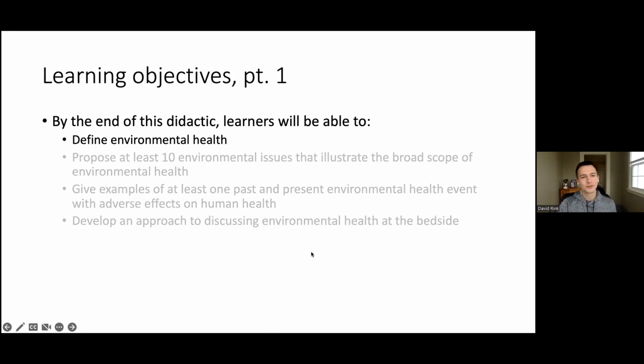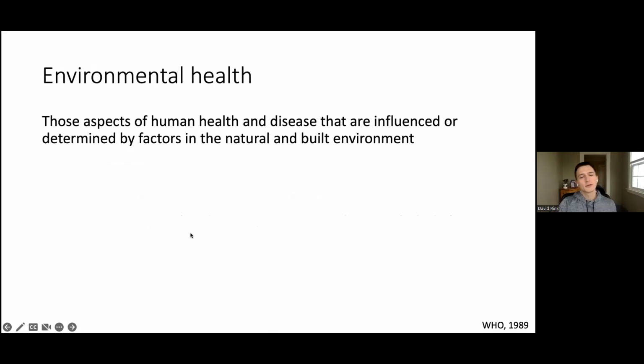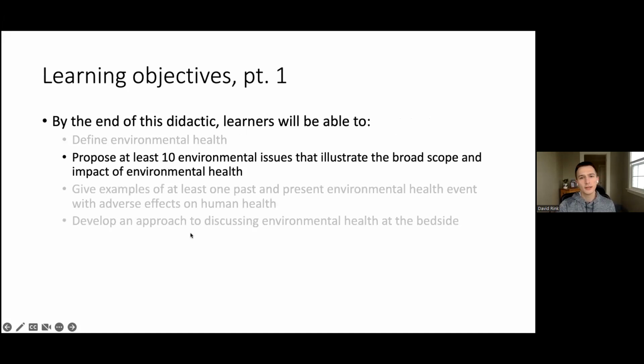There we go. All right, so starting with defining environmental health. Of course, there are a lot of different definitions that we might use. One example that I really liked when I was doing some research for this talk, mostly for its simplicity, is this one proposed by the WHO in 1989. They defined it as those aspects of human health and disease that are influenced or determined by factors in the natural and built environments. If we keep that definition in mind, we can expand to think about what topics or issues might be considered within the scope of environmental health.